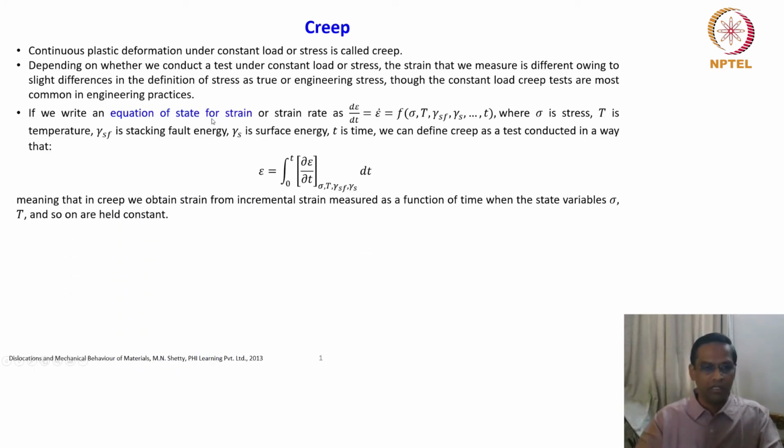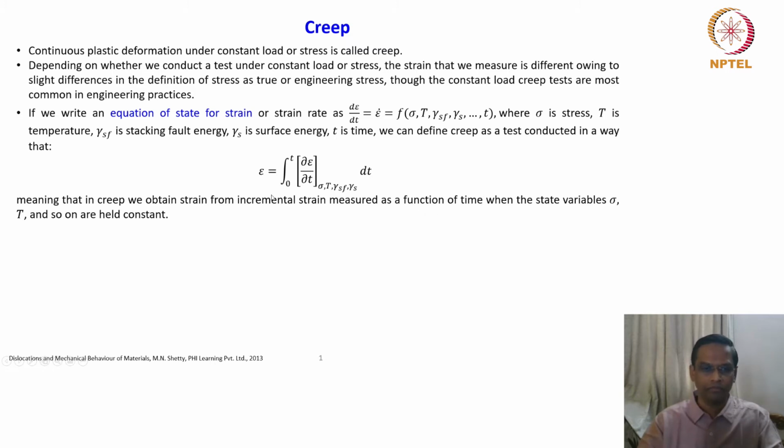If you write an equation of state for strain rate as d epsilon by dt equal to epsilon dot, normally it is represented as a rate, creep rate, which is a function of sigma, stress, temperature T, gamma SF, stacking fault energy, and gamma S, surface energy, etc., including time. We can define creep as a test conducted in a way that we can measure the strain over a period of time, that is 0 to t, the change in strain with respect to time, that is integral of dou epsilon by dou t at constant stress sigma, T, gamma SF, gamma S, dt. So we can write a creep strain in this integral form, meaning that in creep we obtain a strain from incremental strain measured as a function of time.